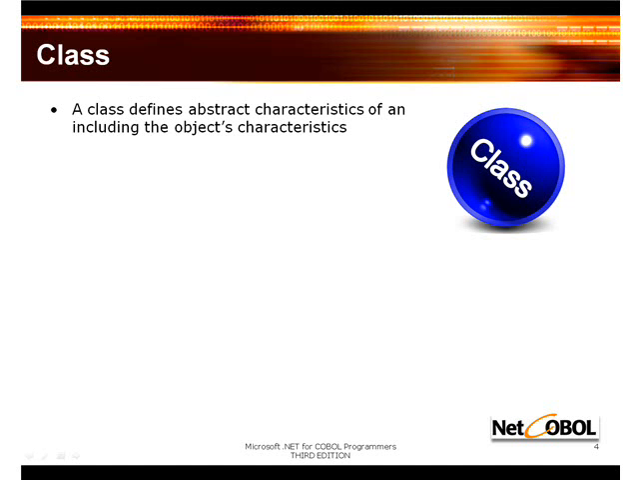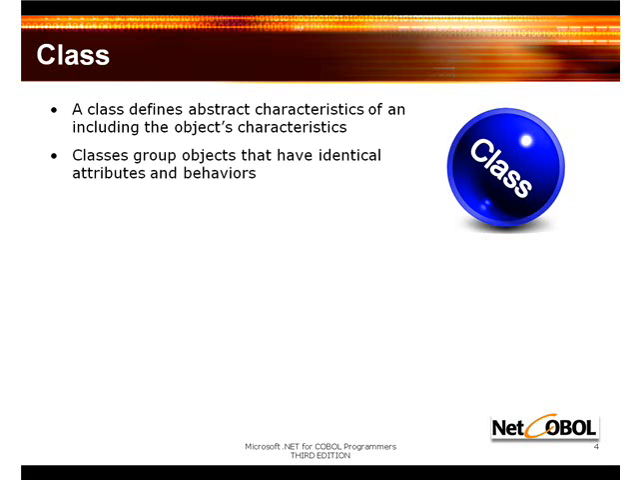Let's begin our discussion of object-oriented programming with classes. A class defines the abstract characteristics of a thing or an object, including the thing's characteristics, its attributes, fields, or properties. And it also describes the thing's behaviors, the things that it can do, the methods, or its features. Classes provide modularity and structure in an object-oriented computer program.